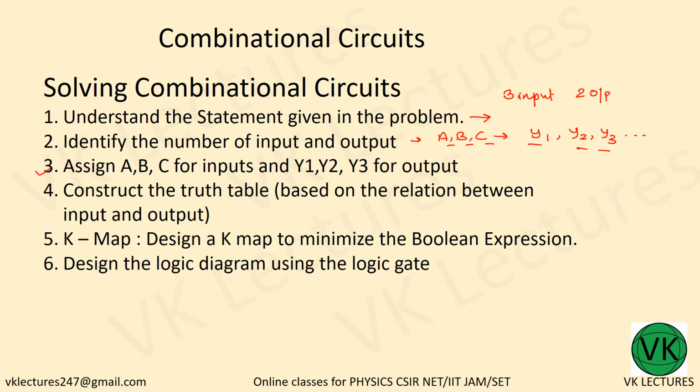Then construct the truth table. Corresponding to A, B and C, the inputs, you have to draw the truth table, keeping in mind the functions Y1, Y2 and Y3, based on the relation between the output and the input. Then design the K-map to minimize the Boolean expression. K-map is the better option to reduce the Boolean expression. Then we can design the logic diagram using logic gates.